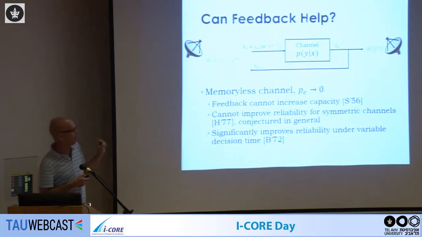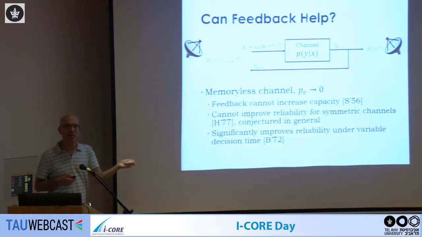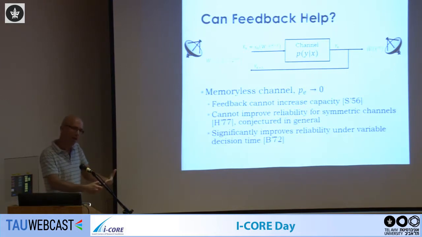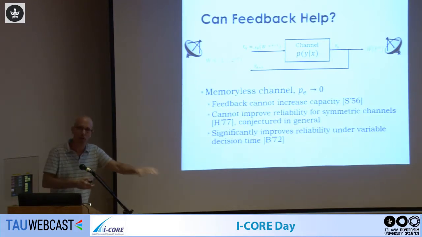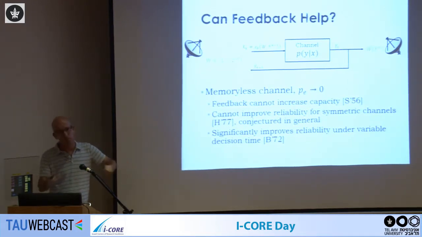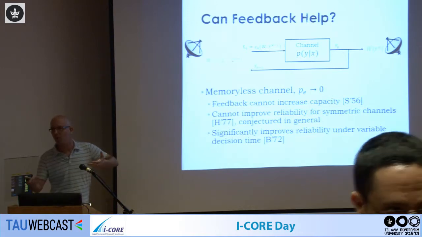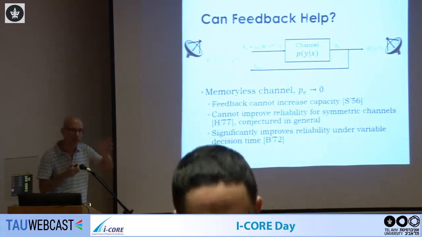You could improve your reliability, your error probability, significantly if you tweak the setup and allow for a random decision time. This was observed in '72 by Burnashev and characterized exactly. But this is a little bit of a hack because what you're essentially saying is, there's some error probability if I stop at time n, but if I can use the feedback to gauge this error probability, I can continue to transmit a little bit more until it drops further. So I'm trading off error probability with a little bit of time. So it's not exactly fair.